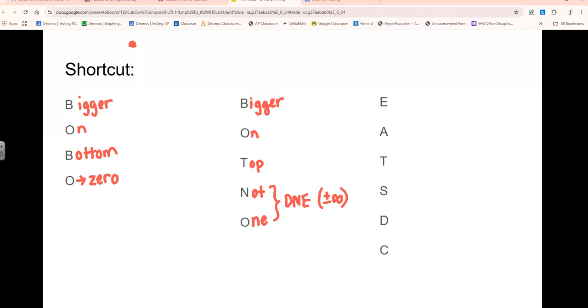And then EATS DC: if the exponents are the same, divide the coefficients.